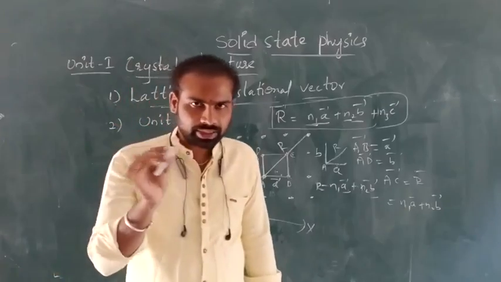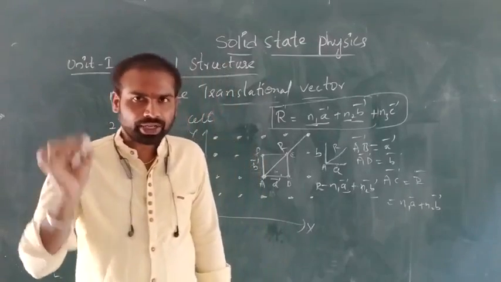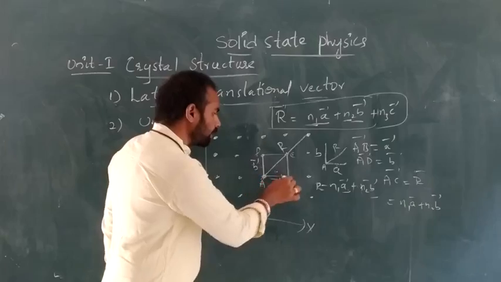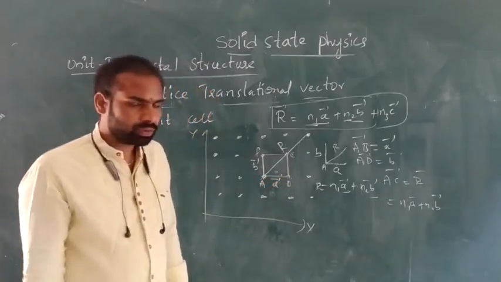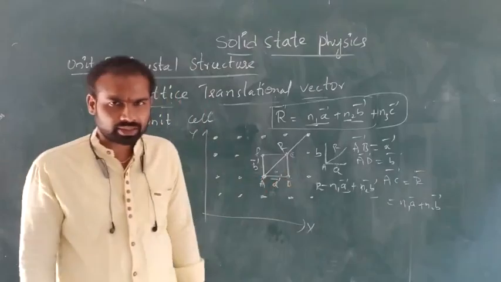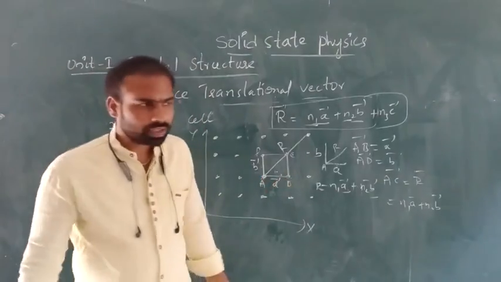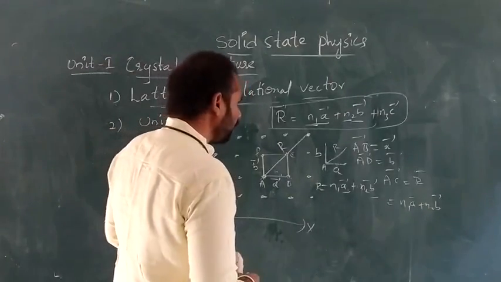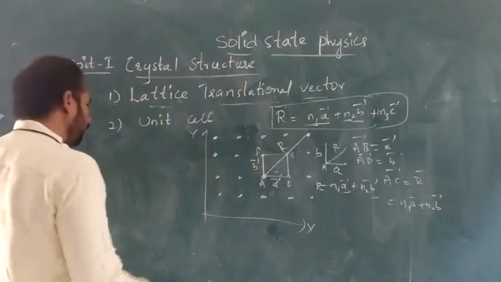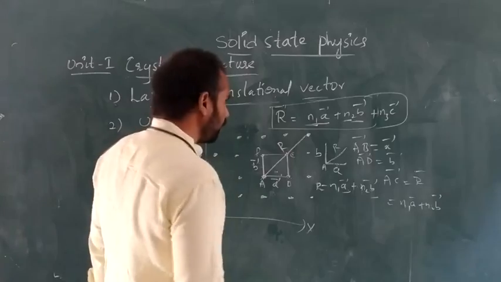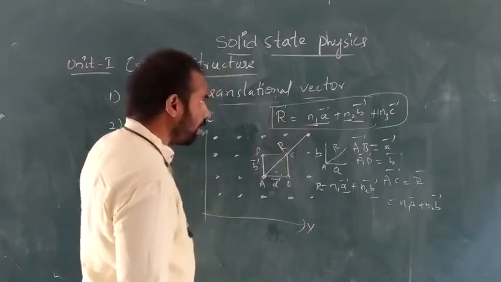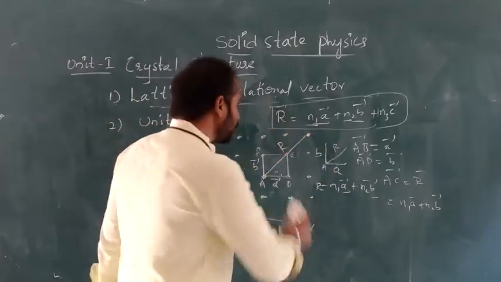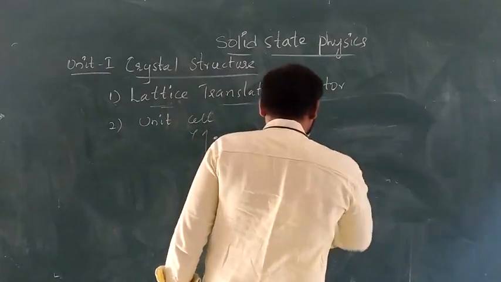If you take any point as an origin, the distance between two points, the nearest points, is represented by some vector. Those vectors are nothing but translational vectors. We also have some operations, but they are not needed now; we will see them in further classes. This is the representation of the position vector of lattice translational vectors. Now, next we have the unit cell.